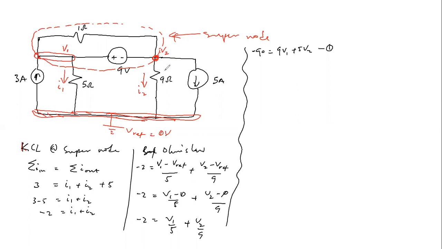And in dealing with supernodes, we already established that once you write the KCL, you have to write KVL at that supernode. So KVL at the supernode will now give us, we have V1, V2 at this point. The voltage source is 9 volts, and V1 is positive with respect to V2, and V2 is negative with respect to V1. So that will be V1 minus V2 is equal to 9. So this is our second equation.